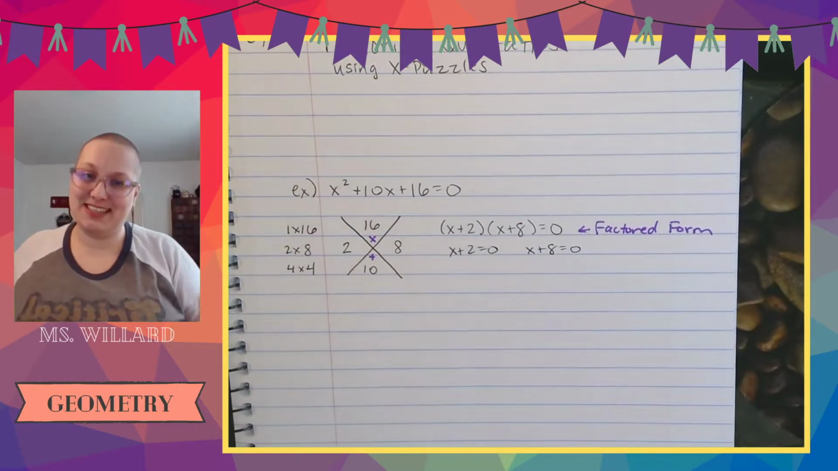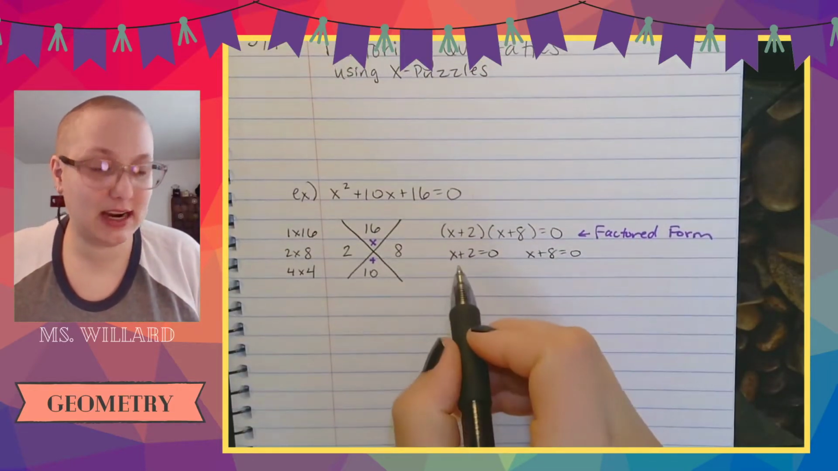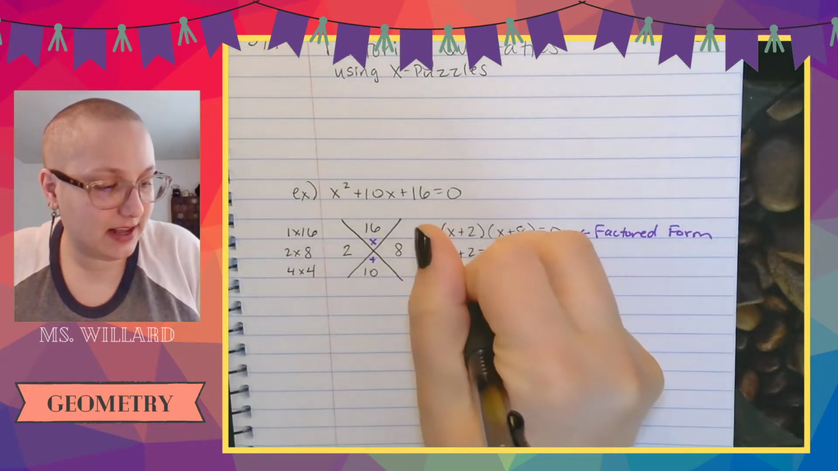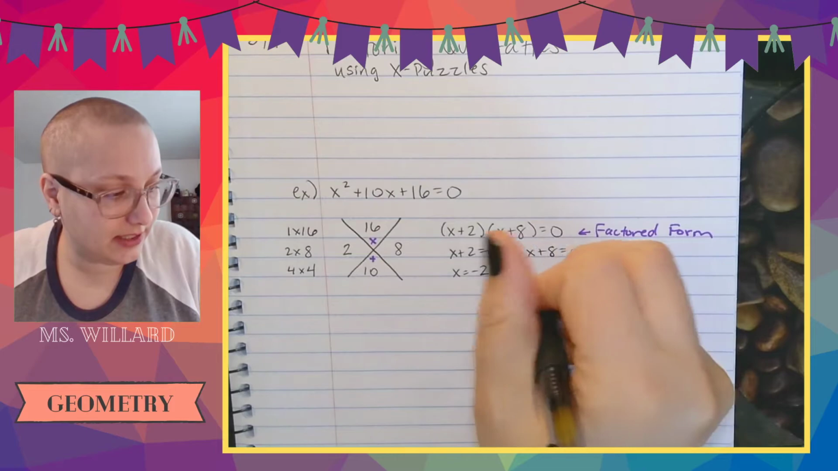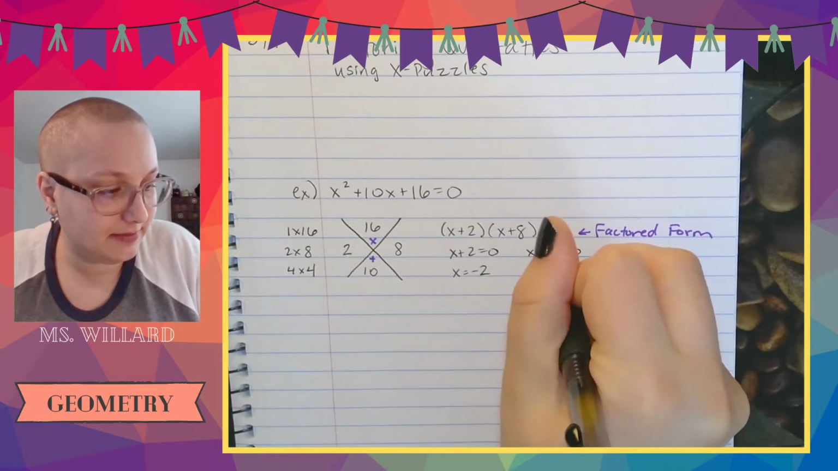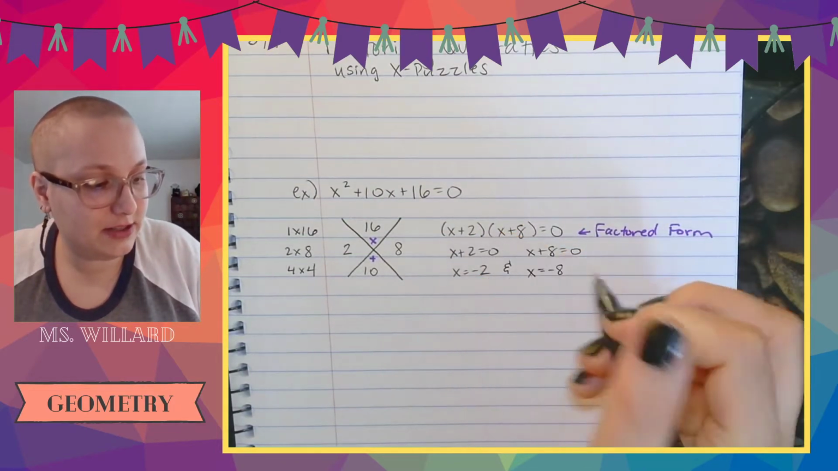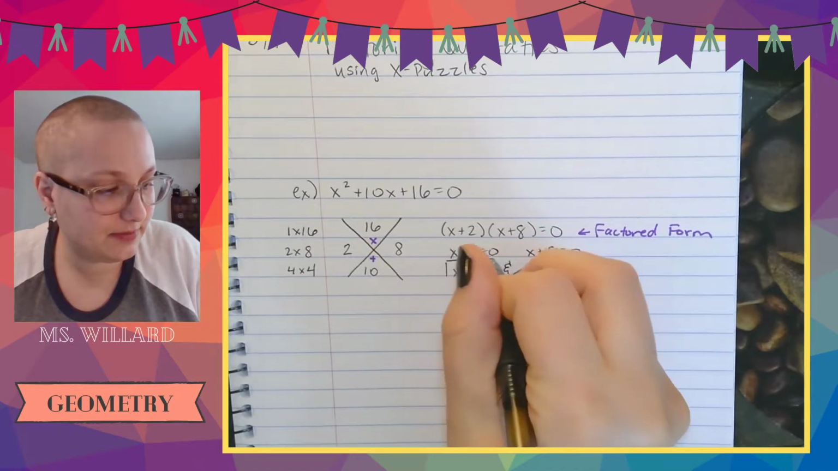Okay, so now I'm going to solve these. I'm going to subtract the 2 over here, so I get x equals negative 2. And then I'm going to subtract the 8 over here, and I'm going to get x equals negative 8. And those are my 2 solutions.